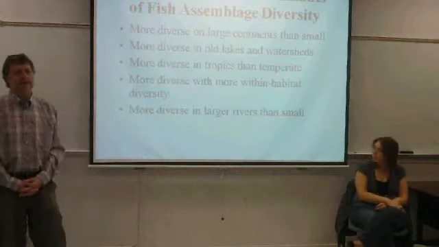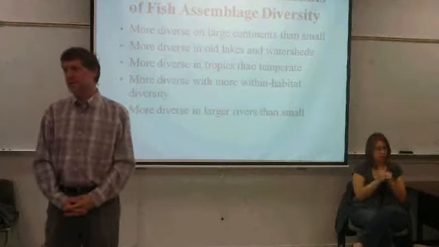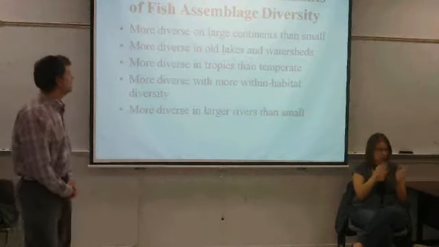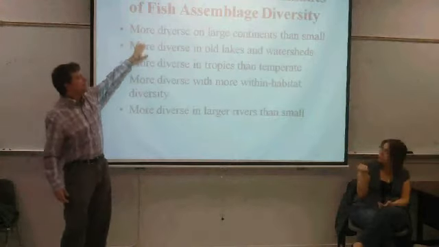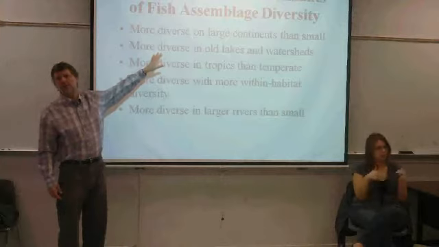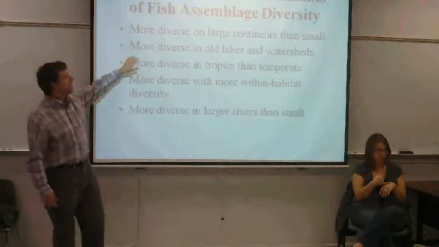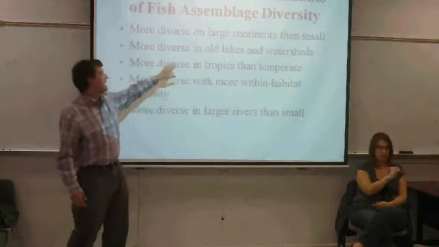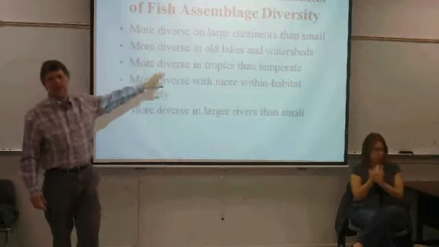So we can come back to some of the stuff that we talked about with island biogeography and diversity in general and see that those patterns also tend to hold. And some of our examples were fish examples. Large continents have more fish on them than small islands do, more species of fish than small islands. Old lakes and watersheds tend to have more diverse fish species than new watersheds.